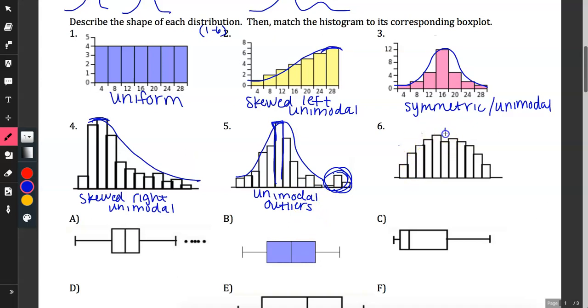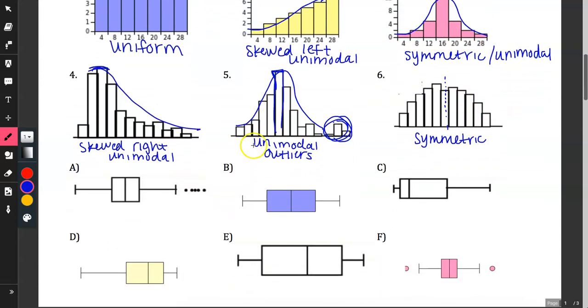And then last one, if I draw a vertical line here, see how it matches pretty nicely? I'm going to call that guy symmetric. We call it symmetric when I can split it in half in the middle and match up both sides. So it doesn't have to be like a bell curve to be symmetric. Okay.